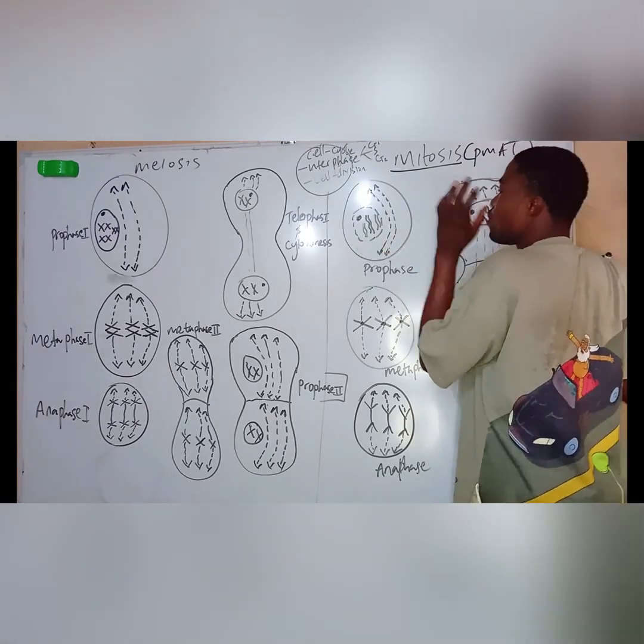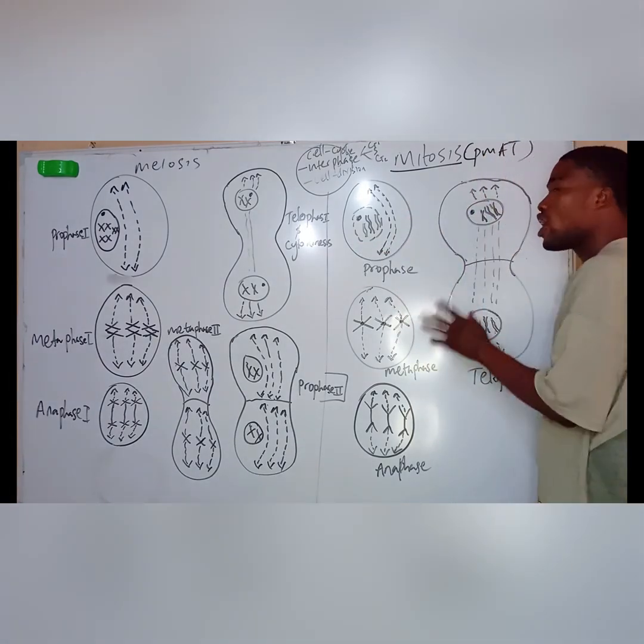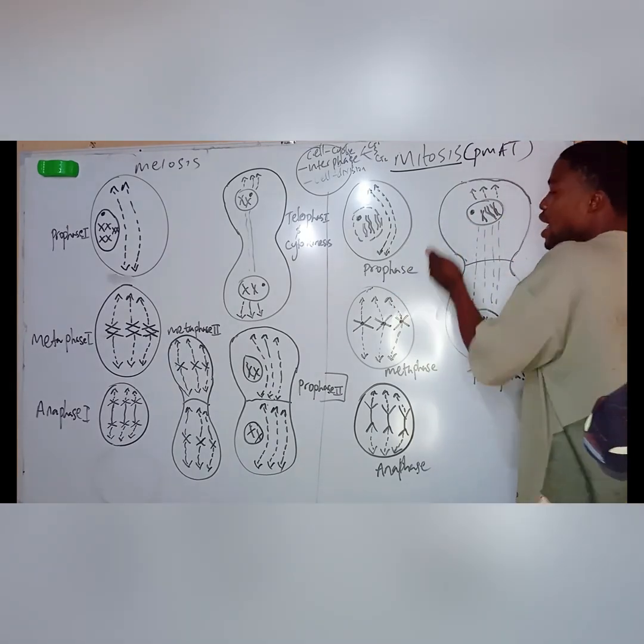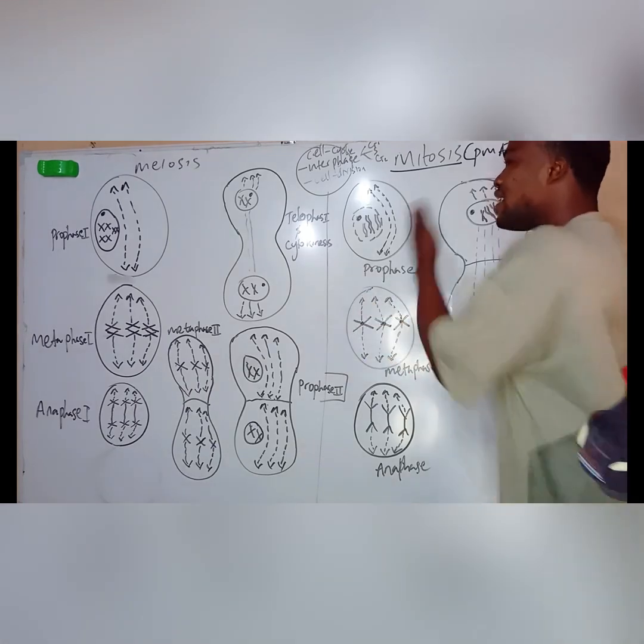Prophase. What happens in prophase? Prophase is the longest stage of mitosis. It can usually be divided into early prophase and late prophase. What happens in early prophase?